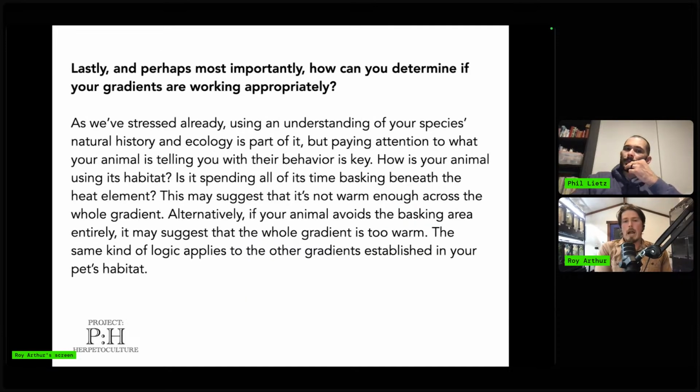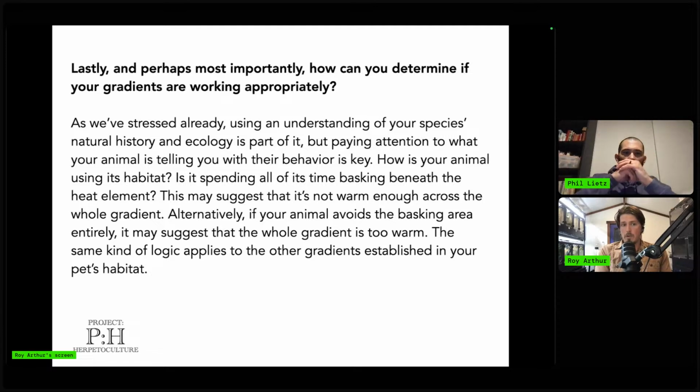And lastly, and perhaps most importantly, how can you determine for yourself if your gradients are working appropriately? This is something that I think is really the most important thing to take away from this in a lot of ways. And as we've stressed already, using an underlying understanding of your species, natural history, and ecology is part of it. But paying attention to what your animal is telling you with their behavior is key.